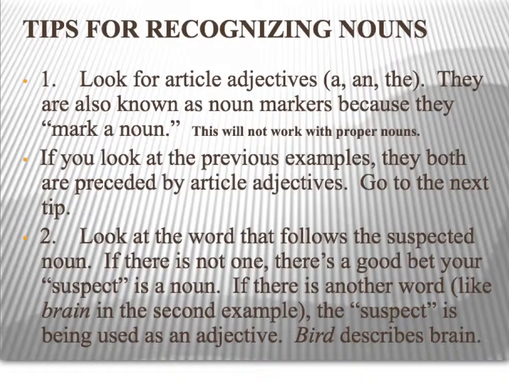So the first tip is to look for article adjectives: a, an, and the. They are also known as noun markers because they mark a noun. This will not work with proper nouns. So if you think back to the previous slide, you had the bird, and you also had a bird in the second example. So this really wouldn't help us too much, so we would need to go on to the next set of tips.